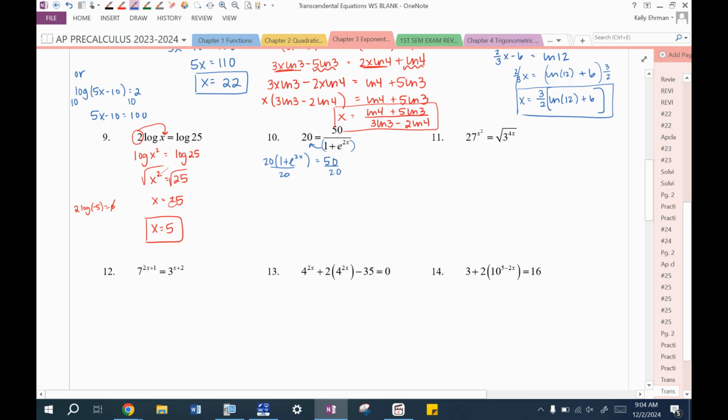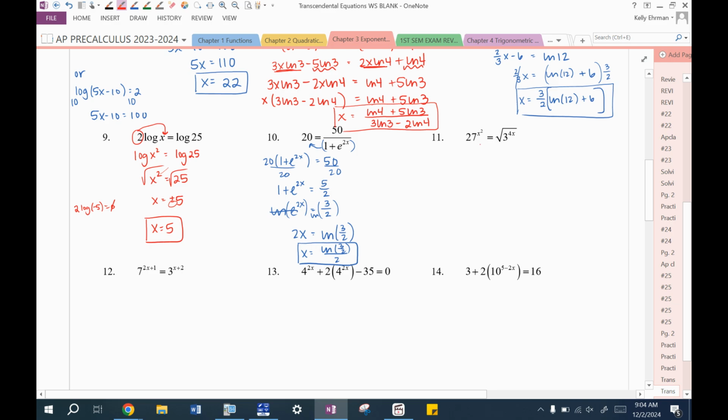The next step is to begin isolating. So 1 plus e to the 2x is now just equal to 5 over 2. Subtract 1 from that. Now go ahead and actually subtract 1. Don't just write 5 over 2 minus 1. So 5 over 2 minus 2 over 2 is 3 over 2. Then I can natural log both sides. The natural log of e to the 2x is 2x. And that equals natural log of 3 over 2. And then you divide by 2. So the natural log of 3 over 2 divided by 2 is my solution.